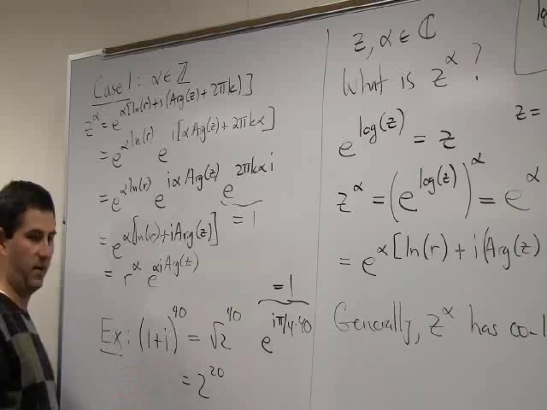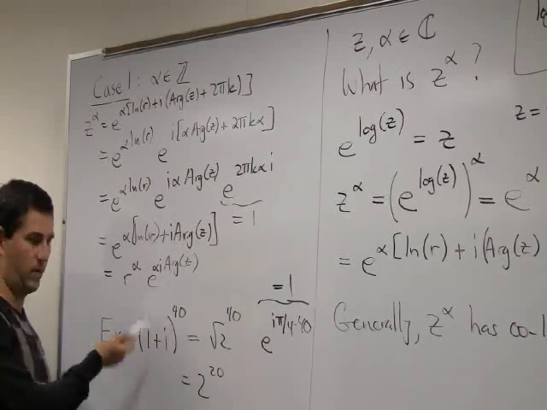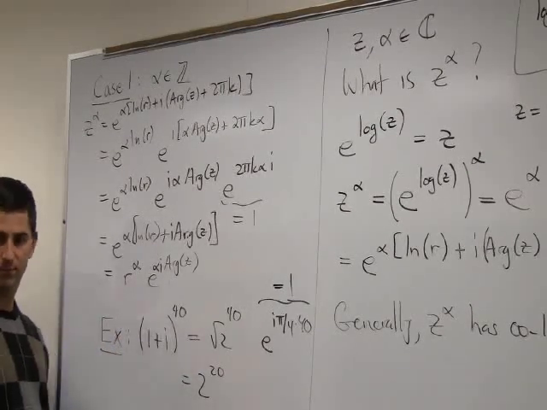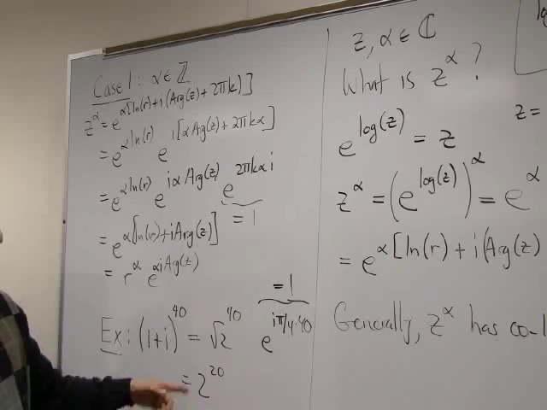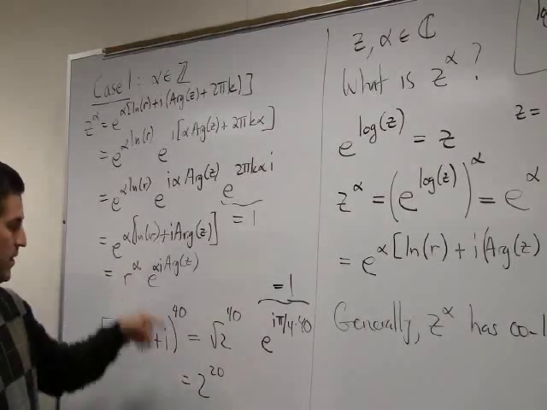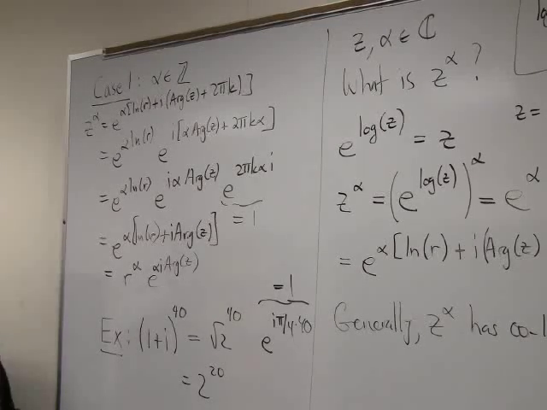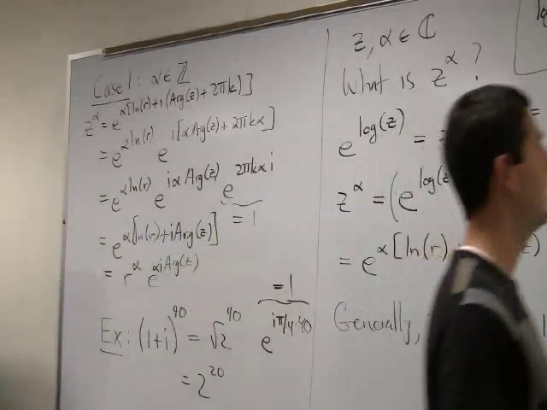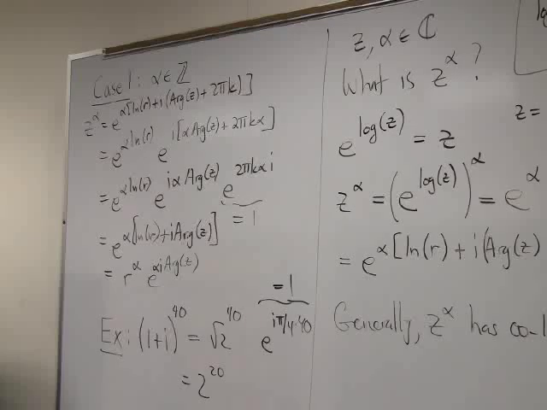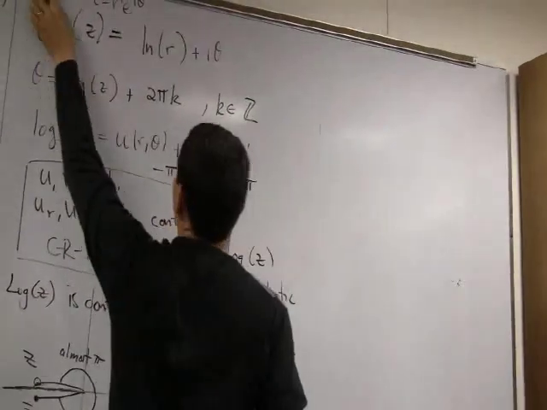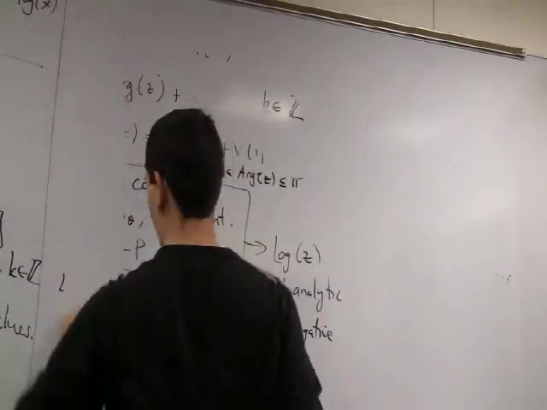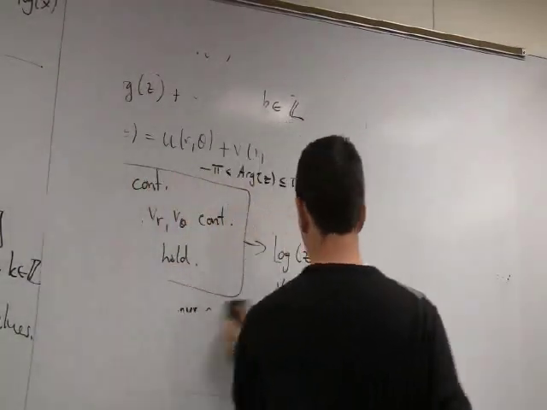So 2 to the 20th is actually a 40th root of 1 plus i. Or vice versa, rather. 1 plus i is a 40th root of 2 to the 20th. Who knew? Okay. So the second case is going to be if we replace integer with rational number.